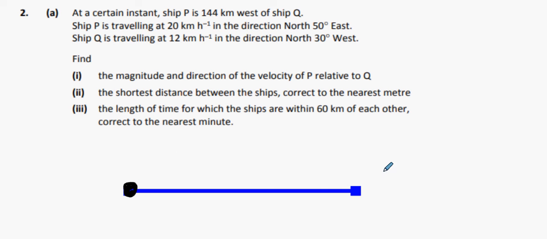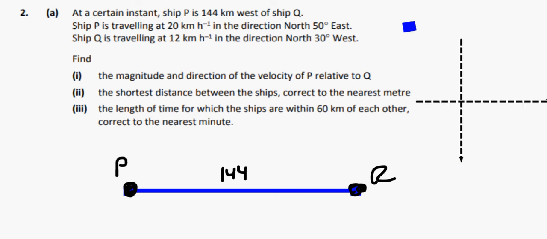Alright, so ship P is 144 kilometers west of ship Q. So that's Q and that's P. Ship P is traveling at 20 kilometers an hour. Oh, good God, they gave us bad numbers. That wasn't nice. Alright, so north 50 degrees east. So we're going north, and then we're going 50 degrees east.